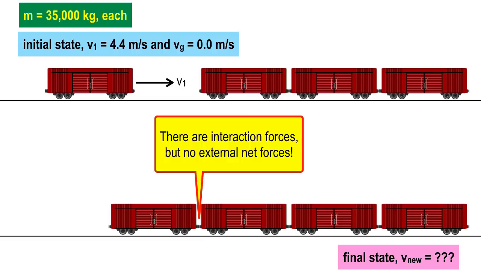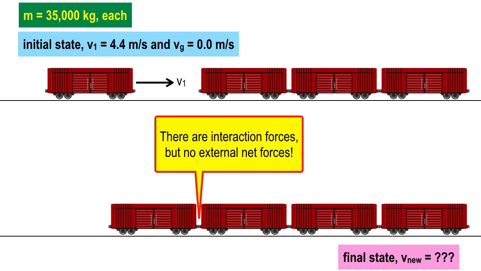And there are no external net forces; gravity and railroad track rigidity balance, so that's squared away. But we are going to have some horizontal interaction forces, okay? And they're going to be in opposite directions.